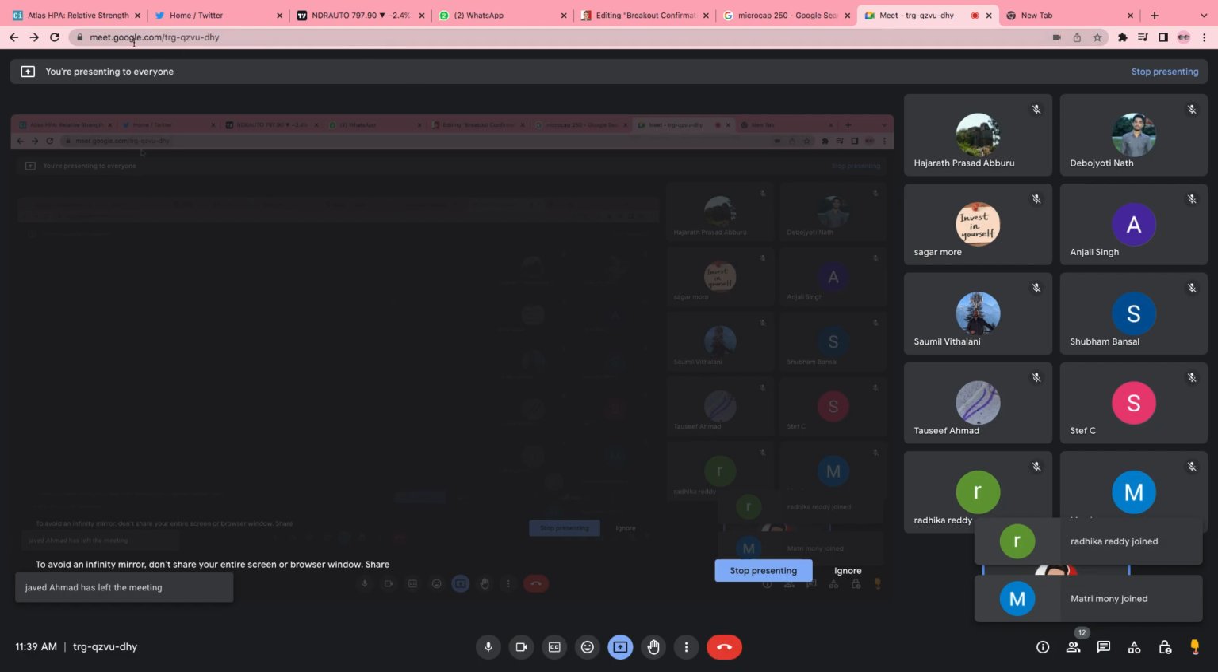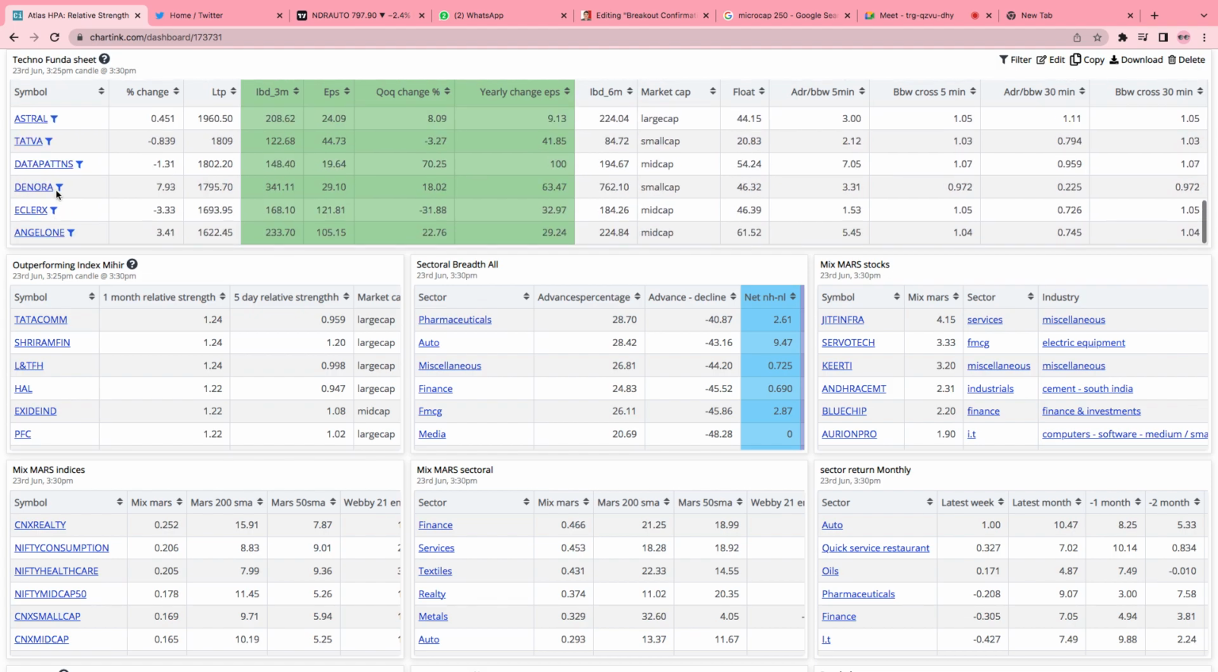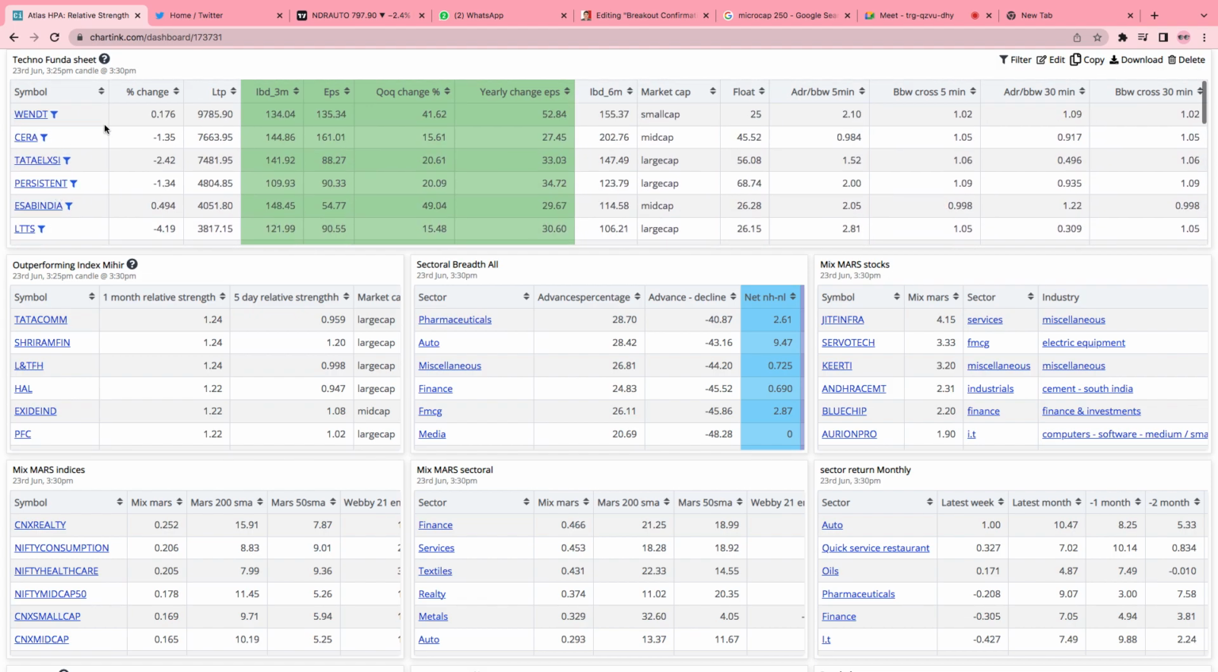So with that, let me now go and tell you about the dashboard, right? So what is in the dashboard? This is the Technofunda sheet. In here, you will only find names which are fundamentally good. Fundamentally good means EPS is good, quarter on quarter is good, year on year EPS is also good. You will not find bad names here, right? So we already have very strict fundamental criteria.